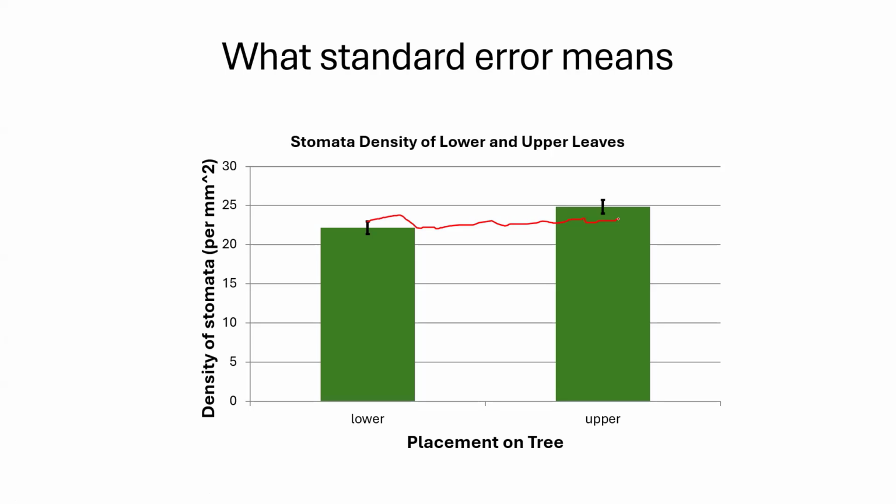Meaning that even if I have some leaves that are not quite representative of this mean, the highest stomata density in the lower leaves does not overlap the lowest in the upper leaves. If that were the full mean, that's not just taking the highest and lowest, it has to do with how it compares to the mean, how it compares to the average.